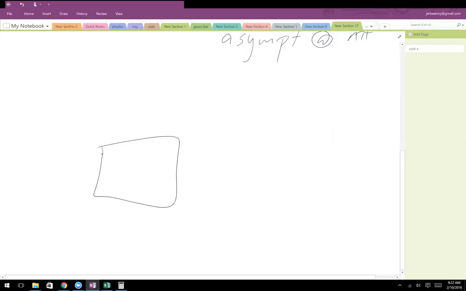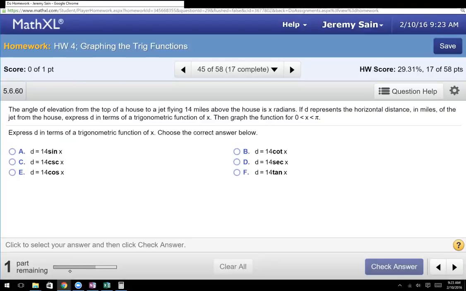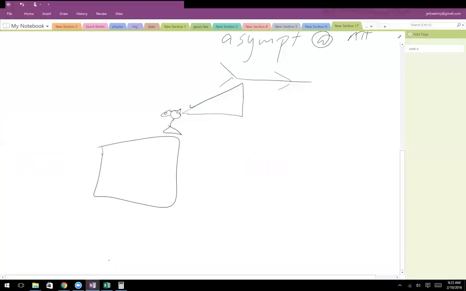Here's Alona standing on top of the house. Draw my bushy hair. Perfect. You look like a unicorn. That's what I am. Okay, so there's the airplane that Alona sees. So she's on top of the house. Why are you on top of the house, Alona? Okay, so d is horizontal distance and x is vertical.